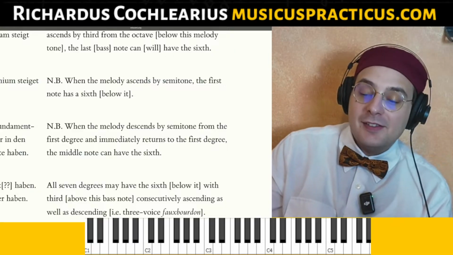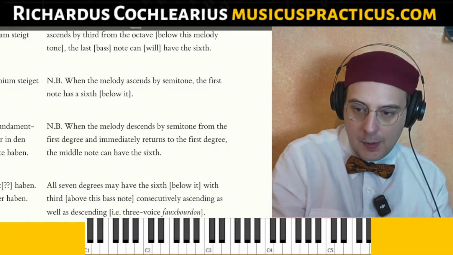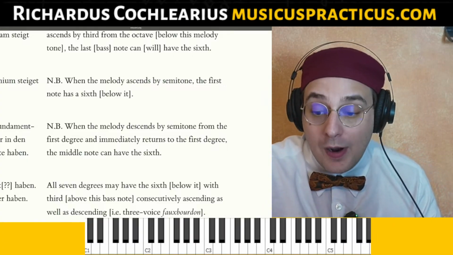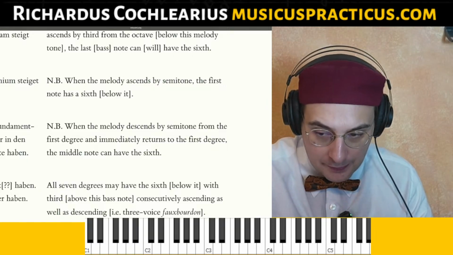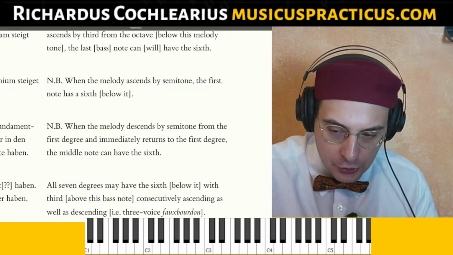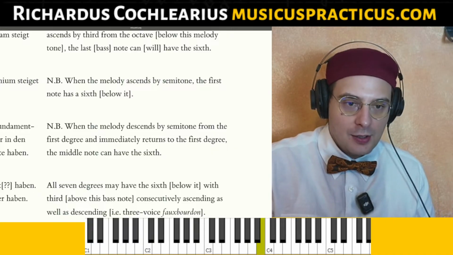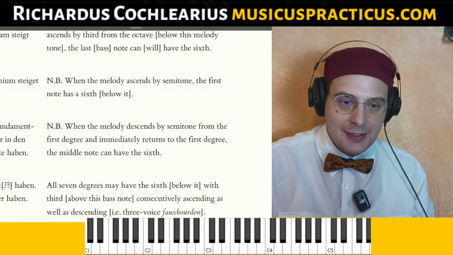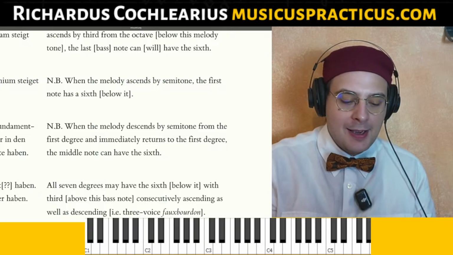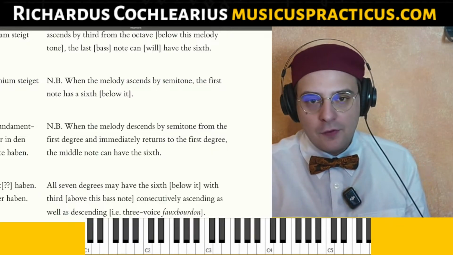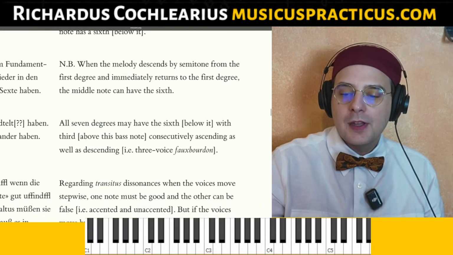When the melody ascends by semitone, the first note has a sixth below it. When the melody descends by semitone from the first degree and immediately returns to the first degree, the middle note can have the sixth. 1, 2, and 3. The middle note is B, and it can take the fifth, the sixth. That way, or in A minor, when you have Fa, La, Sol, La, or Fa, Mi, Fa, you can have the sixth. I agree with that.